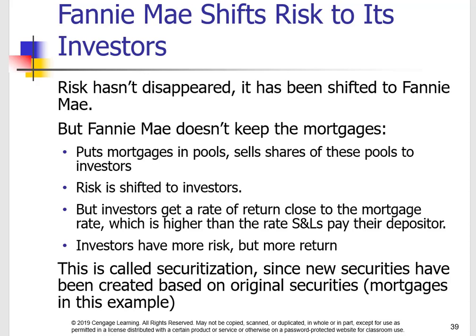Now, of course, they're going to get a rate of return. It's going to be very close to the mortgage rate. That mortgage rate is typically higher than the rate that S&Ls paid their depositors. So investors are getting a higher return than if they had been in the S&L business model, if you will. So investors have more risk, and of course, we've talked about this a little bit so far. That means they're also going to want more returns. This is called securitization. And securitization, again, is all about creating securities that represent a pool of investments. And then that money is paid to investors.